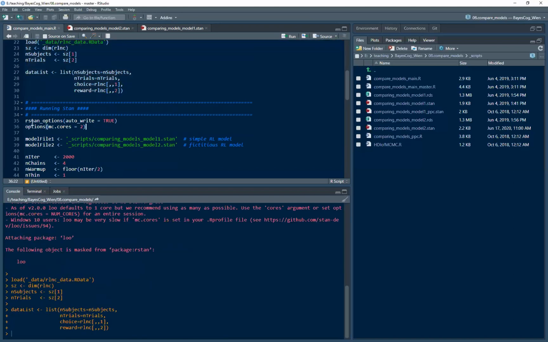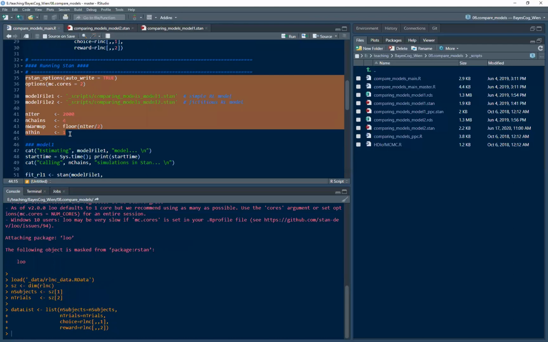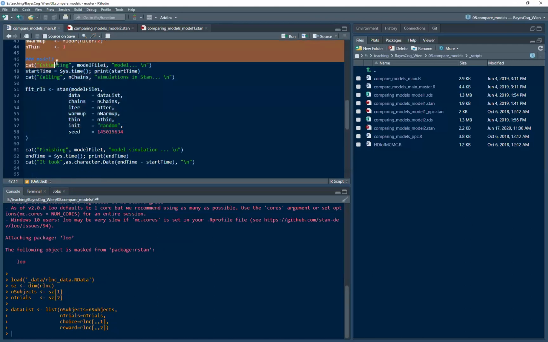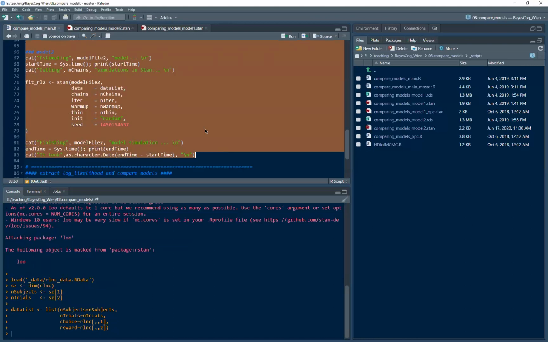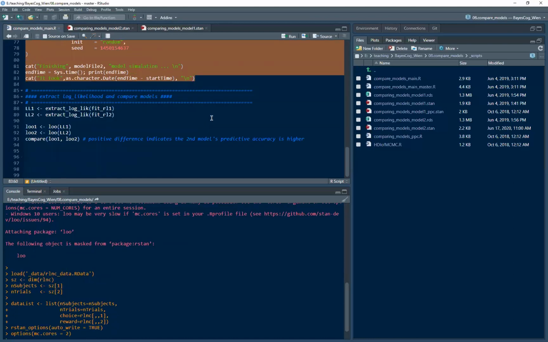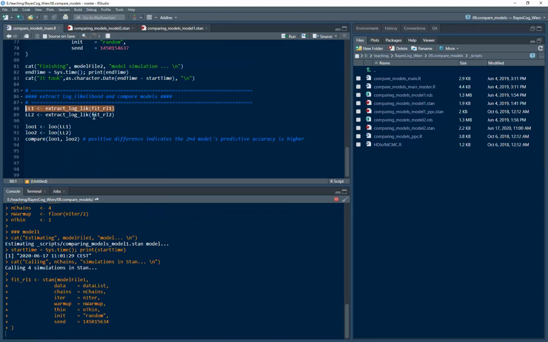Yeah. And then this one is really the same as before. So here we give the path of the model file, and then we say how many samples and how many chains we want to run. And here is running the first model, and here is running the second model. Let it run. So this one, we will calculate the likelihood of the first model, simple Rescorla-Wagner, and here we calculate the likelihood of the second model.